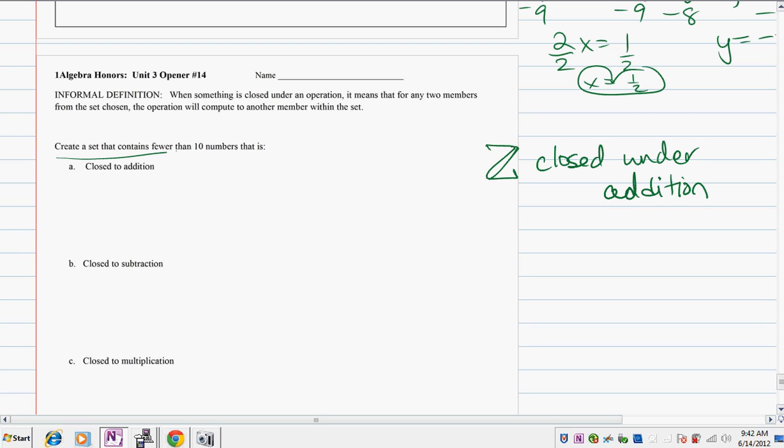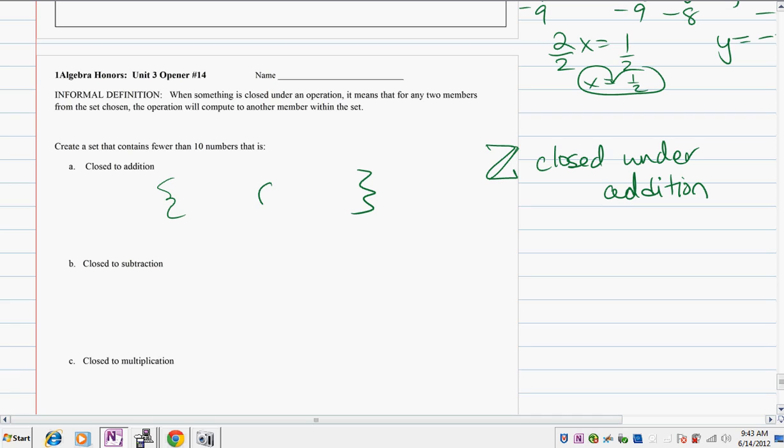So create a set that contains fewer than 10 numbers that's closed under addition. Well, let's just play with this a little bit. 1, 2. Is this closed under addition? Well, 1 plus 1 is 2, that's good. But 1 plus 2 is 3, and that's not in there, so let's add 3. But 1 plus 3 is 4, and 2 plus 3 is 5. So again, now we're... And I could go on and on. This is going to be difficult to do with just these numbers. So let's try some different numbers.